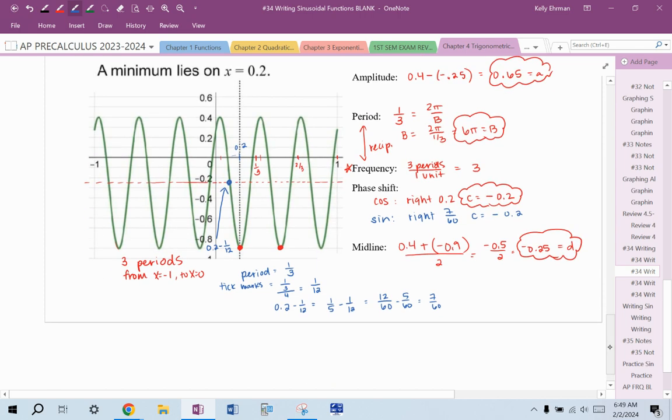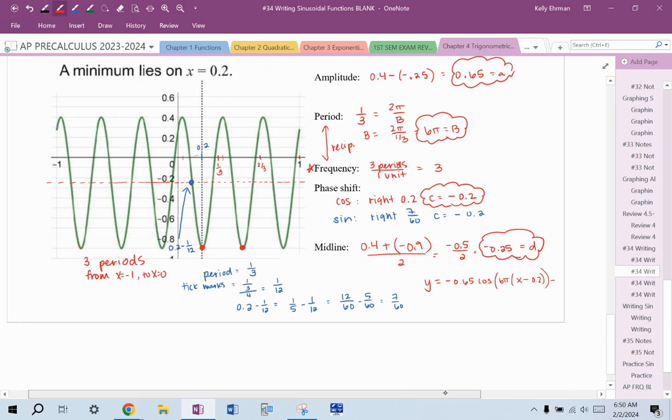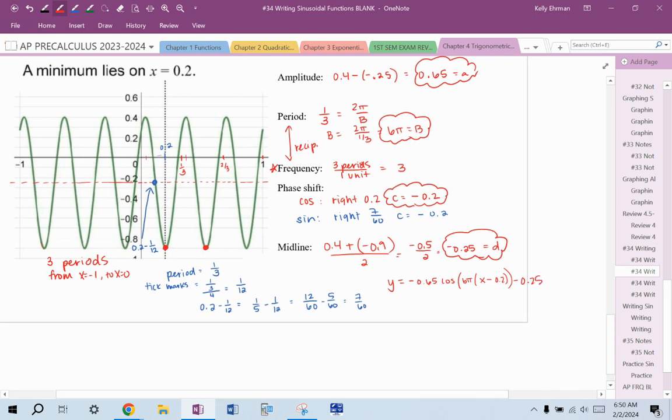And then I also would need to pay attention to my reflections. So for cosine, the cosine graph was negative, right? We started down here. So it would be negative 0.65 cosine of, what's b? B is 6 pi times x minus, what was the shift? 0.2. And then the d value is minus 0.25.